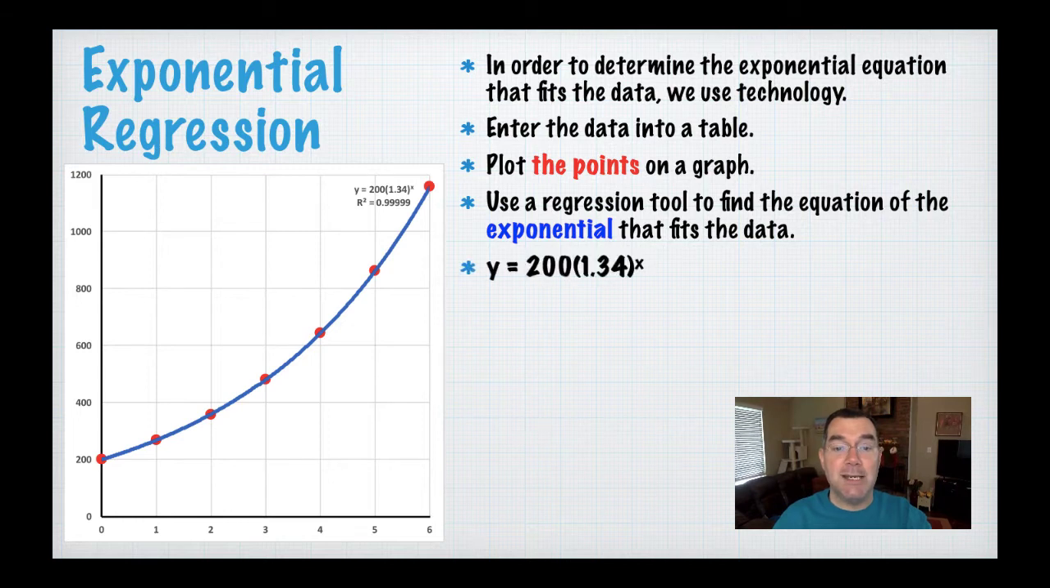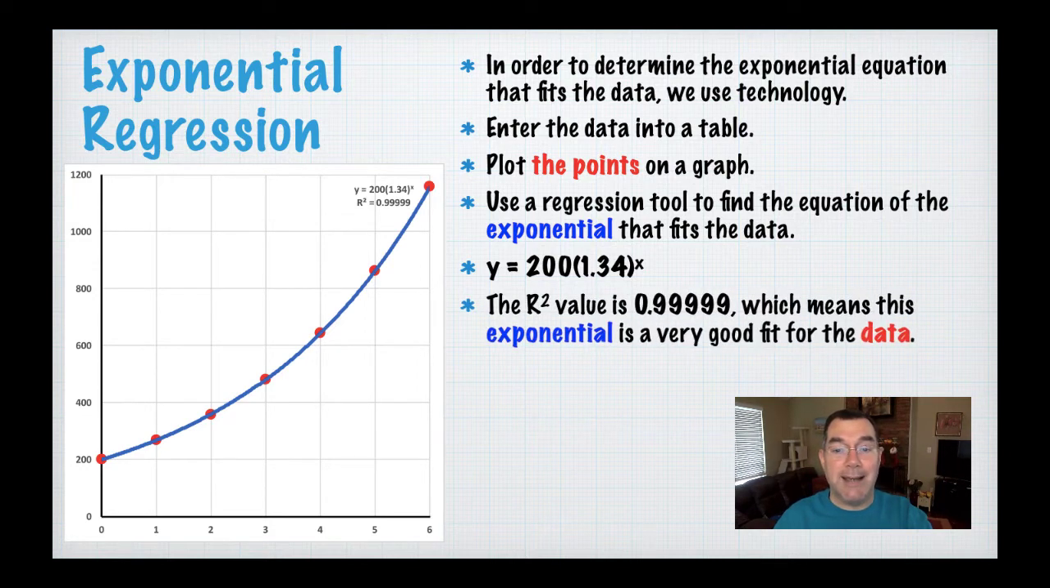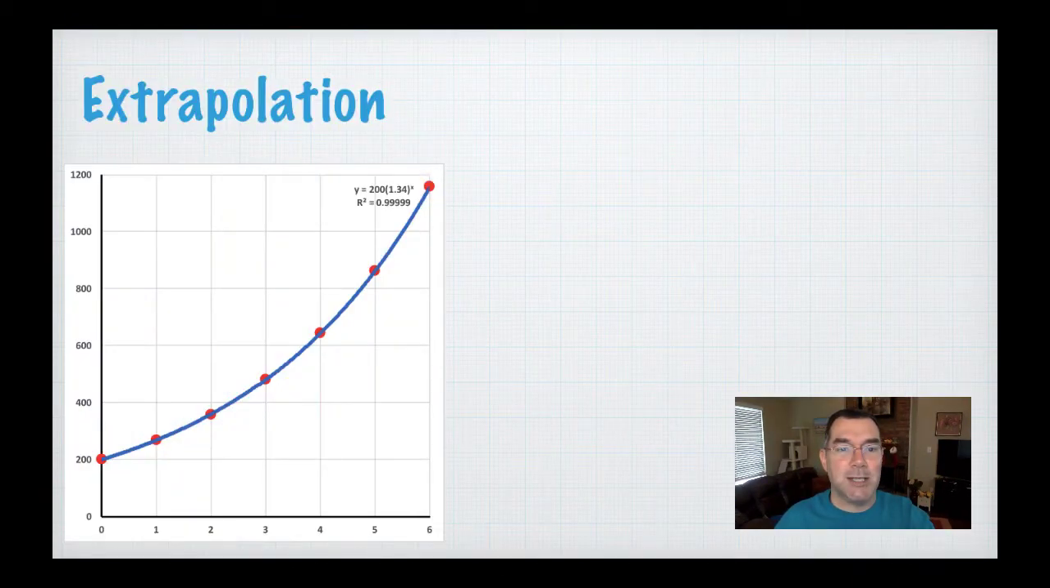All right, and as you can see, the equation is y equals 200 times 1.34 to the x. The r squared value is 0.99999, which is a very good fit for the data. Remember, it needs to be very close to 1 in order for it to be a good fit. That's pretty close to 1, I would say.